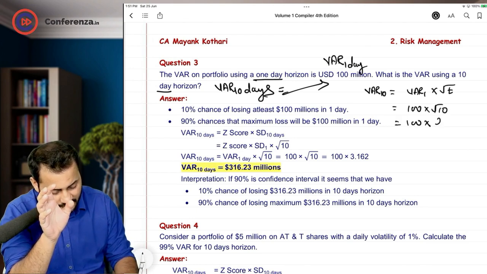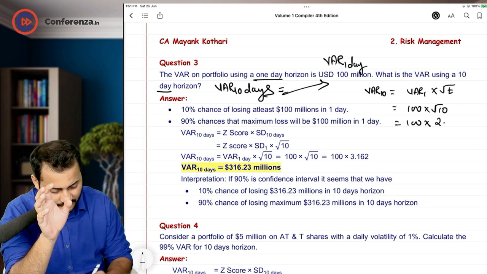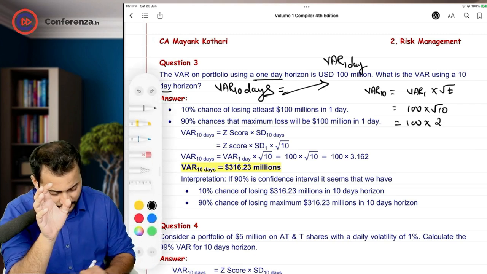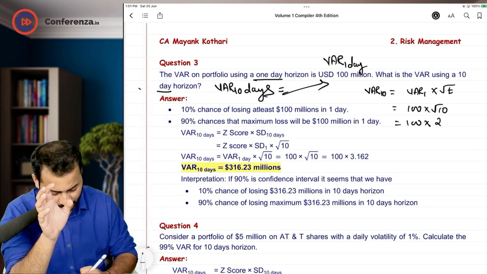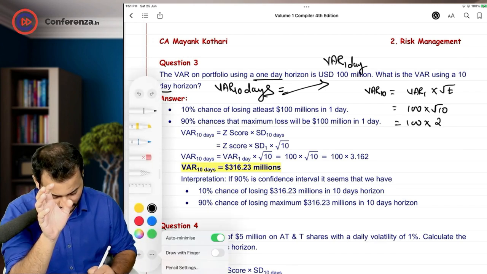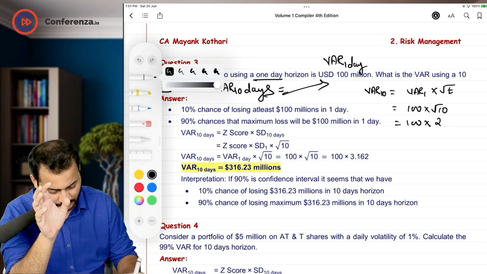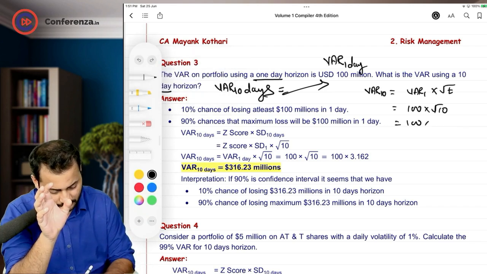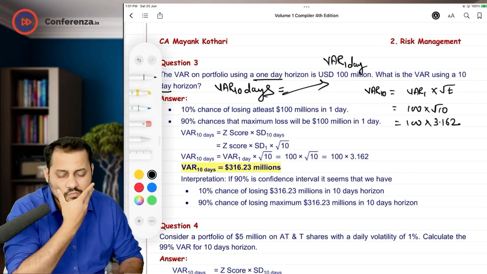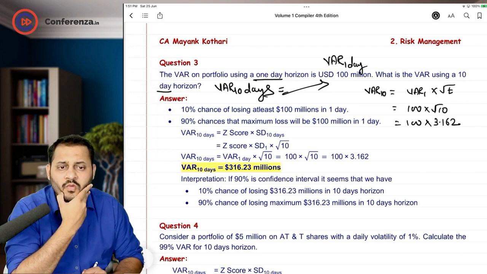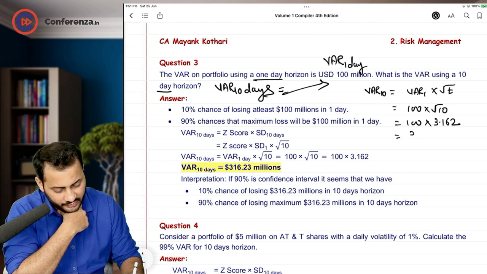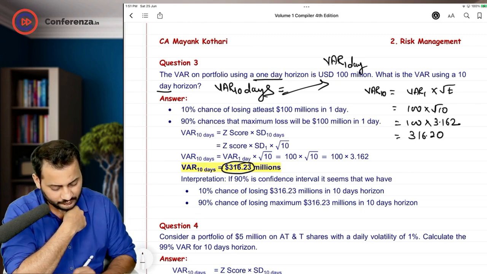Square root of 10 is nothing but 3.162. That's it. That will give you the figure of $316.20 million.